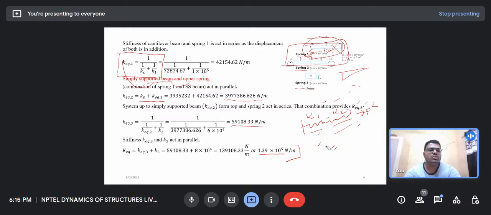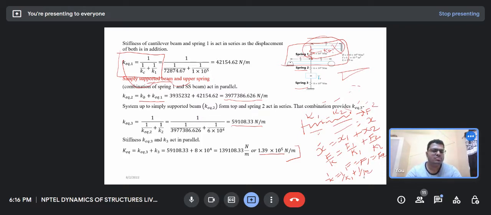The total displacement is X, so the displacement in the first spring is X1 and the displacement in the second spring is X2. So how can I write X? X can be represented as F by K, and X1 is F1 by K1 and X2 is F2 by K2. The force transferred by both the springs is the same, so that will cancel out: F is equal to F1 is equal to F2. So in series combination, my K equivalent will become 1 by K1 plus 1 by K2.